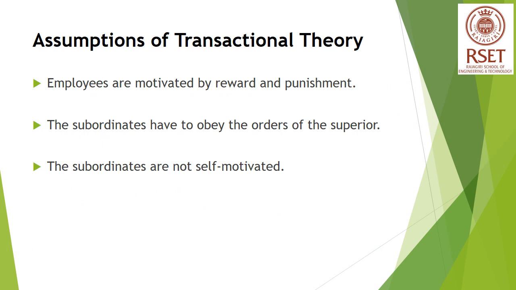Now, some of the assumptions of the transactional theory of leadership are: first, employees are motivated by reward and punishment. Second, the subordinates have to obey the orders of the superior. And last, the subordinates are not self-motivated. That is, they have to be closely monitored and controlled to get the work done from them.